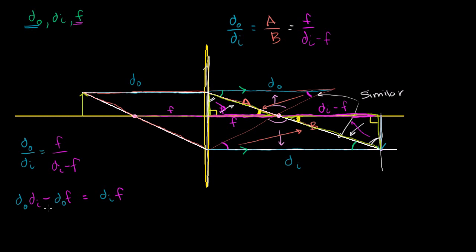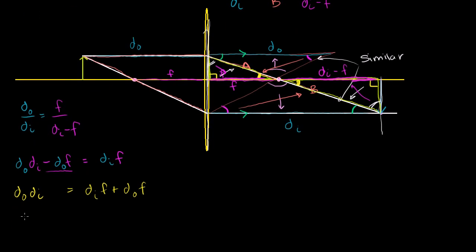And now we can add this term right over here to both sides of this equation. Now I'm just going to switch to a neutral color. So we get d naught di is equal to, I'm just adding this to both sides, so on the left side it obviously cancels out, di f plus d naught f. And then let's see, we could factor out an f, the focal length. So we get d naught di is equal to f times di plus d naught.